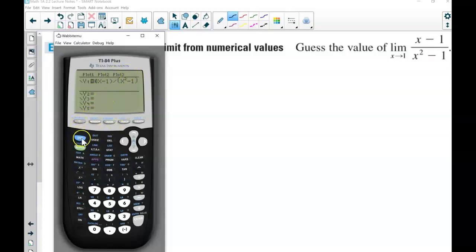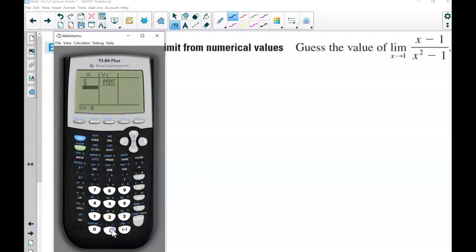So if I hit the second button and graph, right above it says table, I'm going to hit second and then table. Because I already have the equation in for y1, whatever I choose for x is the input, and it's automatically going to give us the output. So if we start at 0.5, it gives us 0.6667. Okay, let's go to 0.9, and it gives us an output of 0.52632.